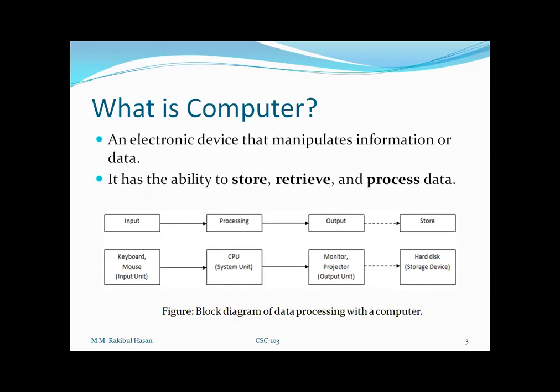Okay, let me help you. The name of that computer was Abacus. Abacus was the first computer, and it could perform very basic level mathematical calculation. That's why I'm saying the main intention to develop the computer was to do mathematical operations, to do calculation. But nowadays, by using computer, we can perform a number of tasks.